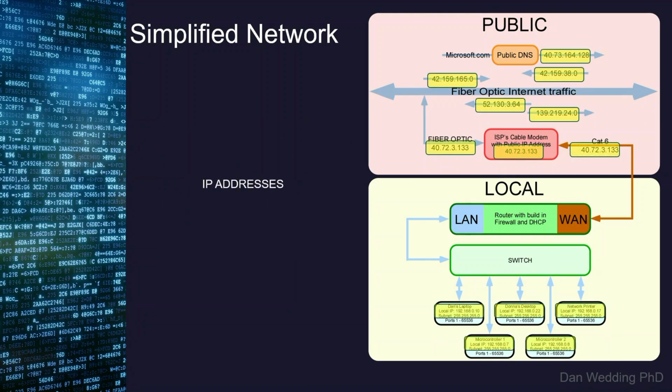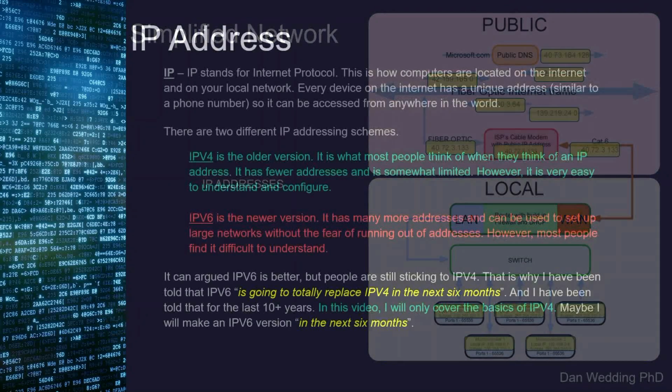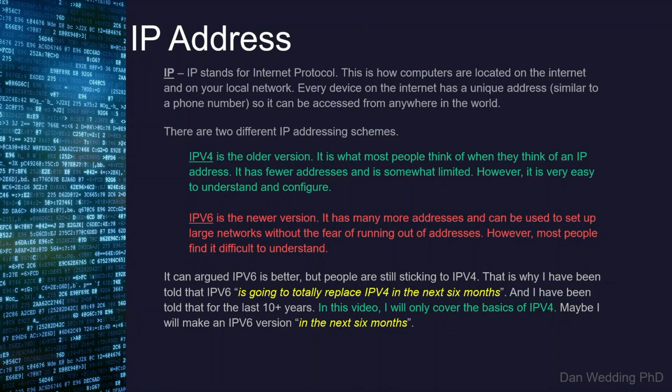IP addresses. IP stands for Internet Protocol. This is how computers are located on the internet and on your local network. Every device on the internet has a unique address, similar to a phone number, so it can be accessed from anywhere in the world. There are two different IP addressing schemes.